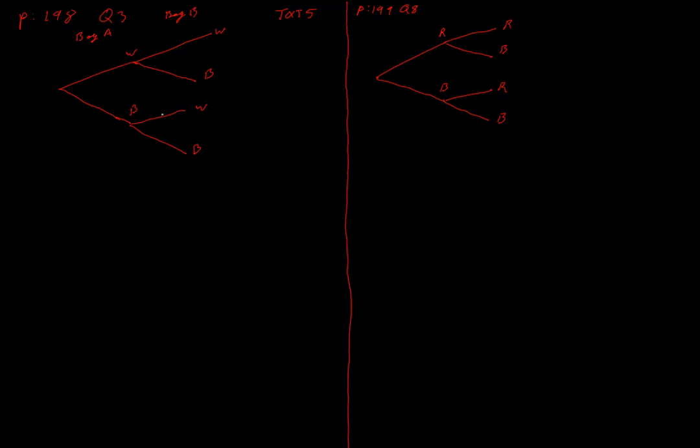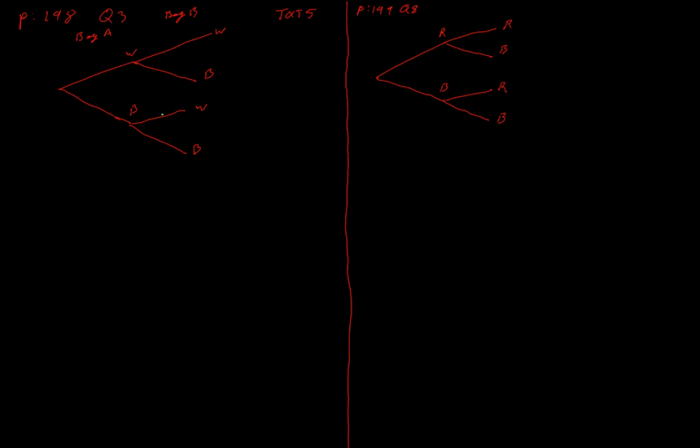Texan Tests 5. So if we have a look at question 3, top of the page, bag A contains 2 blue counters and 3 white counters. Bag B contains 3 blue counters and 4 white counters. A counter is taken at random from each bag. Copy and complete the tree diagram to show all the possible outcomes, work out the probabilities. We'll deal with that in a minute.